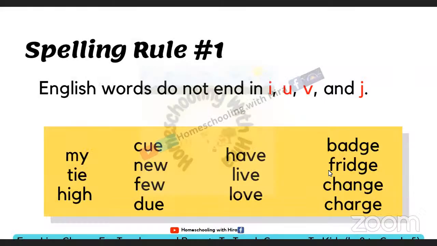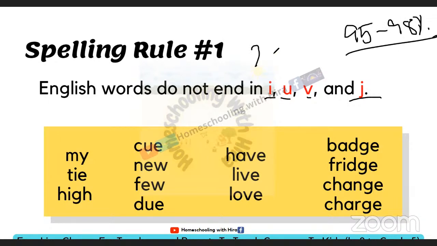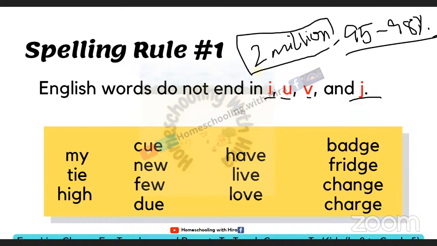Okay, let's begin our topics, because our rules and the question answer session will go at the end as well. This is a rule of thumb that English words don't end in I, U, V, and J. When I tell you a rule of thumb, it means that from 2 million English words, English approximately has 2 million words, almost 95 to 98% words follow this rule.